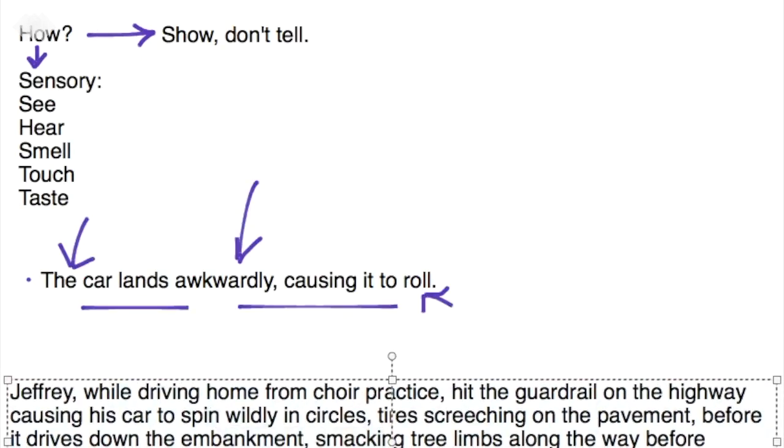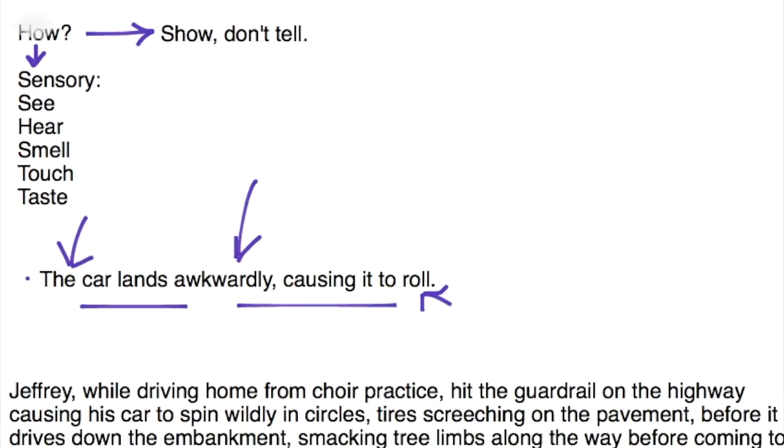Okay, so Jeffrey, while driving home from choir practice, hit the guardrail on the highway, causing his car to spin wildly in circles, tires screeching on the pavement before it drives down the embankment, smacking tree limbs along the way, before coming to an abrupt end in the shallow, water-filled ditch. Now, obviously, it's a little bit of a run-on. I'd have to do some serious revision here before I would submit this as part of my project for a grade.